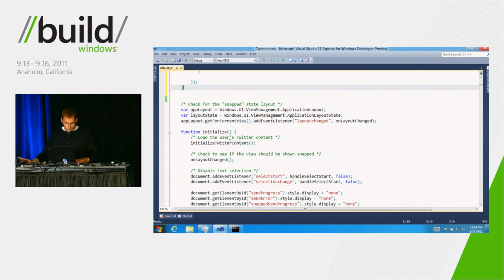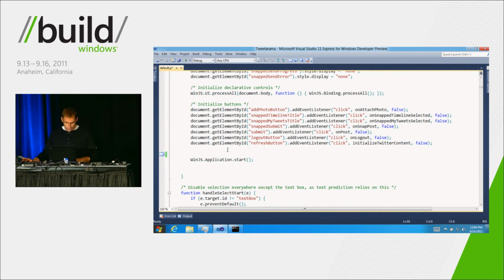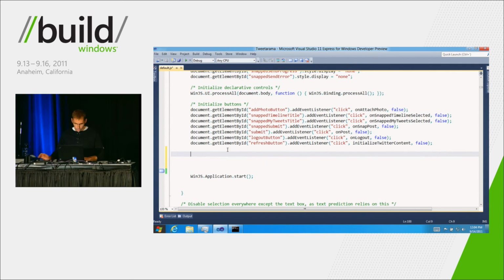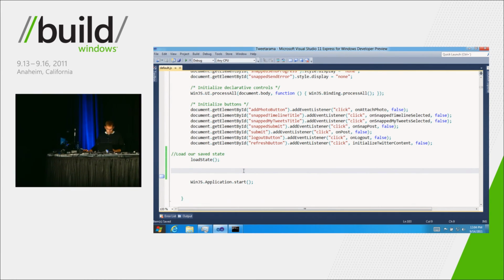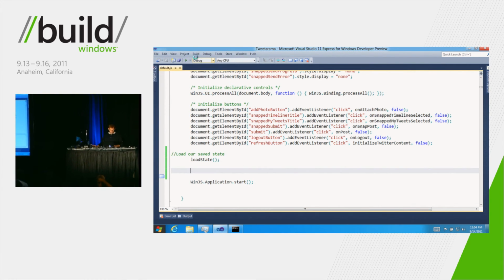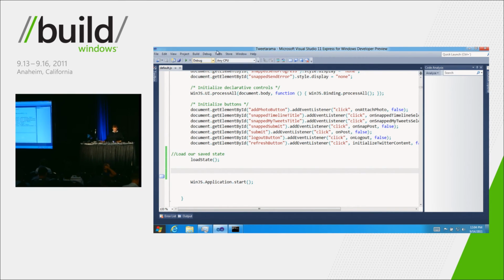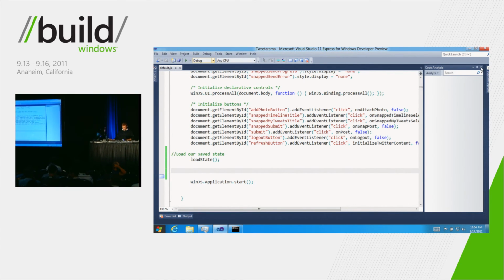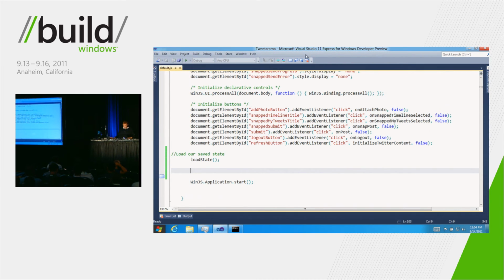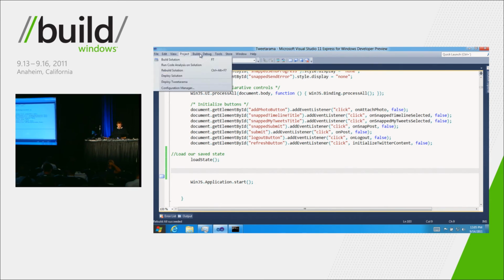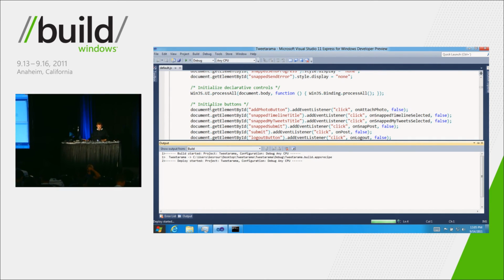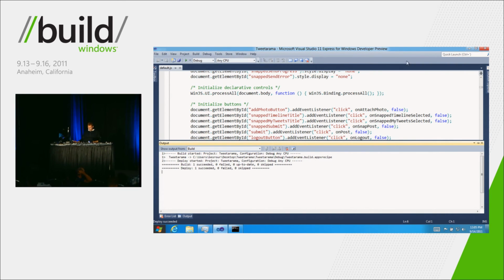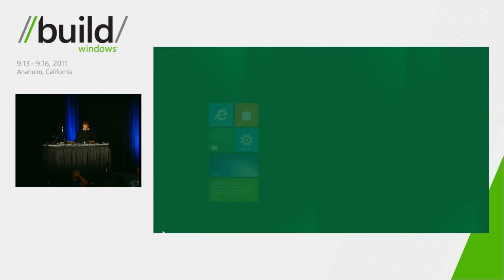And now let's make sure we call the load state function, and we're just going to call it here in our initialization code. We're building. Let's deploy. OK, now let's go back to Tweetorama.